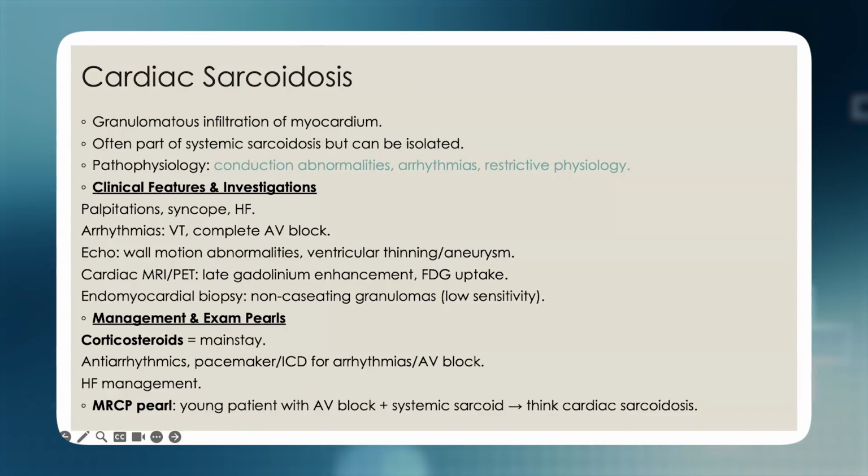Can anyone tell what is the typical, very common skin change in sarcoidosis? Erythema nodosum. Very good, Dr. Deepak. So in MRCP questions, erythema nodosum always means think of sarcoidosis first. Okay. So for diagnosis: cardiac MRI or PET, late gadolinium enhancement, FDG uptake, endomyocardial biopsy. There will be non-caseating granulomas.